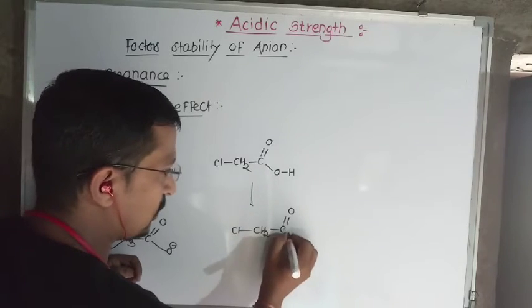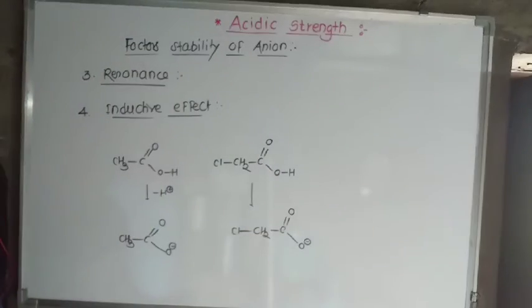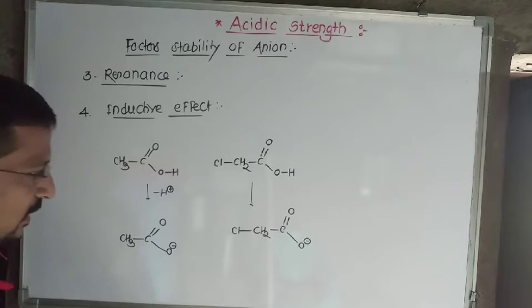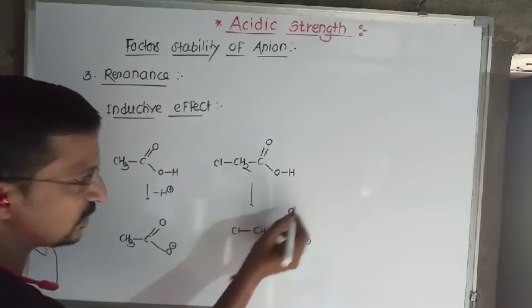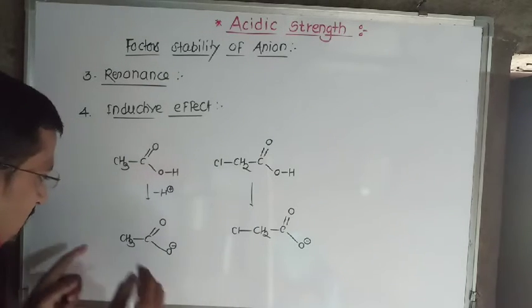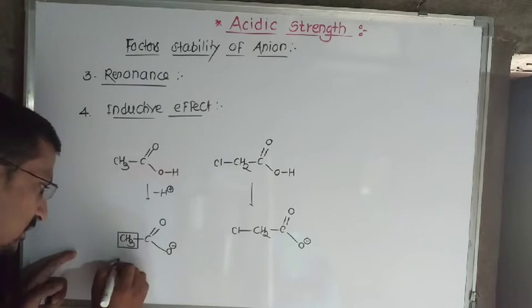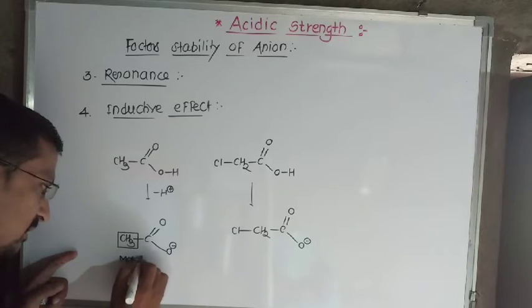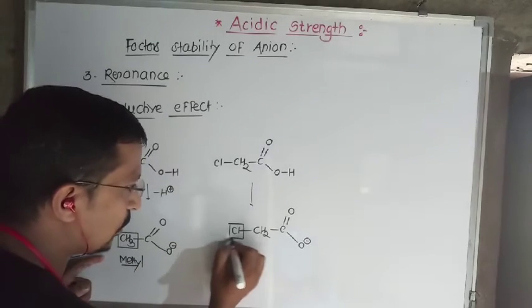Cl-CH2-C double bond oxygen, single bond oxygen. Okay, single bond oxygen is there. But remember well, even here also resonance is possible, no problem. But one additional factor is there. Here a methyl group is attached, but here a chlorine is attached.